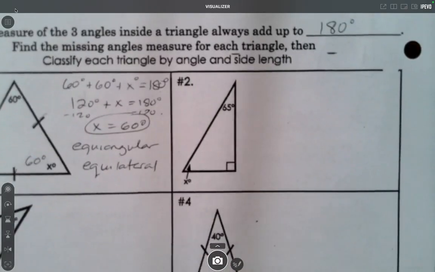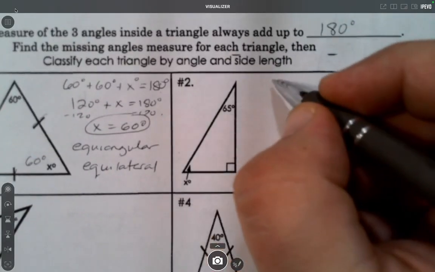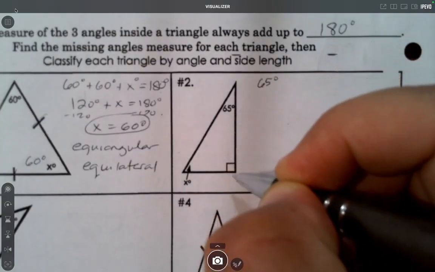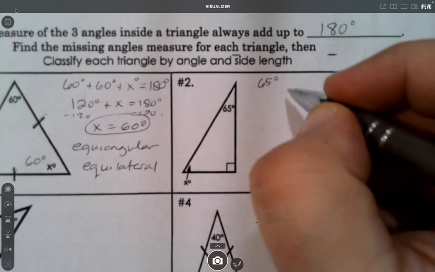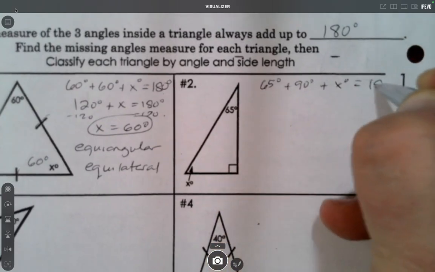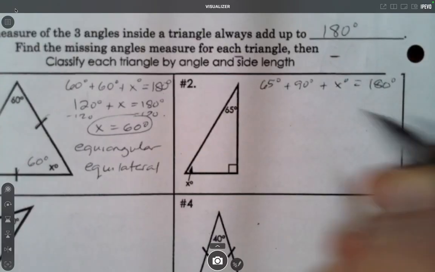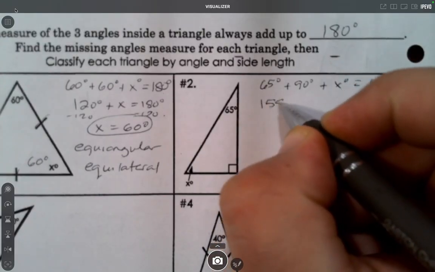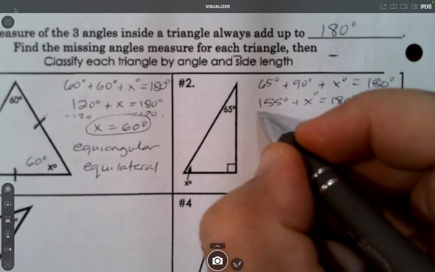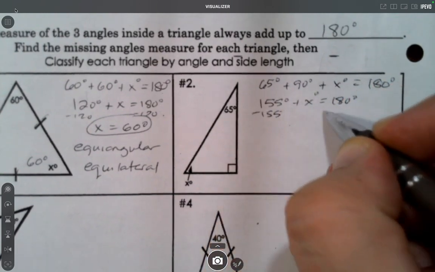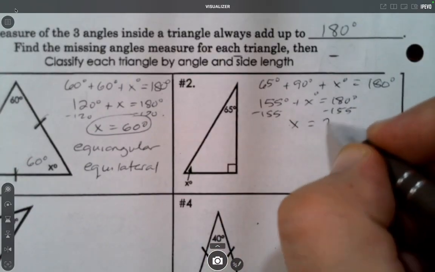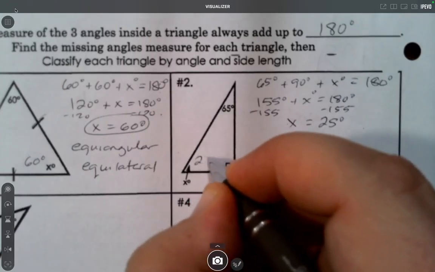Okay, number 2. Let's find out that missing angle. We know if we add 65 degrees, that's that angle, plus 90 degrees, because all the right angles are 90 degrees. And the one we don't know, it should add up to 180 degrees. 65 plus 90 is 155. Then we subtract 155 from both sides. And we get that x is equal to 25 degrees. So this is 25 degrees.